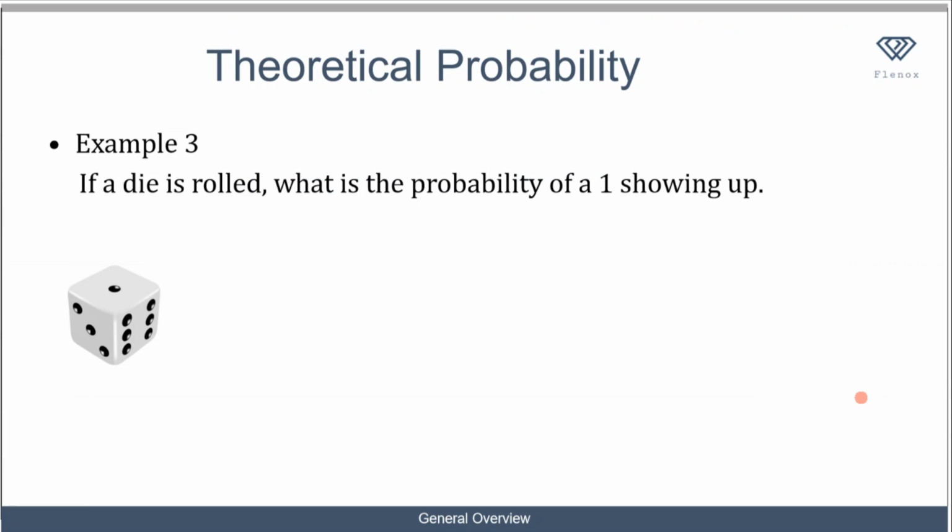So now let's move on to a die. If a die is rolled, what is the probability of a 1 showing up? I'm sure that you all know what a die is, and this is the diagram of a die. When you throw a die, you know that a die has 6 faces labeled from numbers 1 to 6. So the total number of outcomes is equal to how many? It is equal to 6. And why is that?